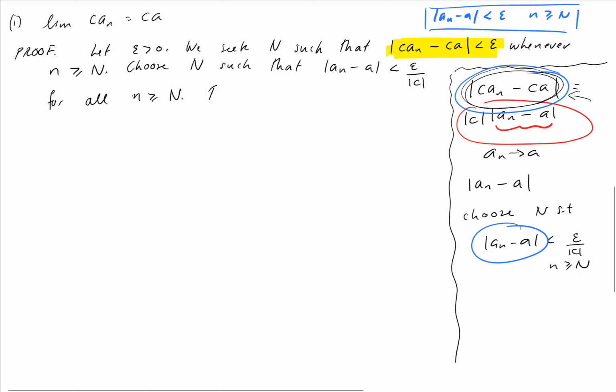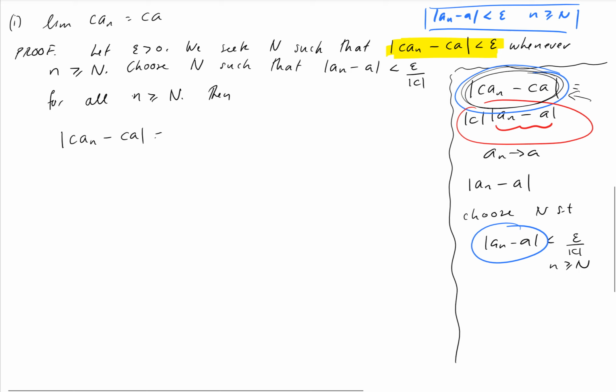Then, the last part. So with part 1, state the problem, set up epsilon. Part 2, produce a candidate value of n. Part 3, demonstrate that this n satisfies the requirement that we need. So we want to show that if we choose this particular n, the absolute value of C times AN minus C times A is going to be less than epsilon.